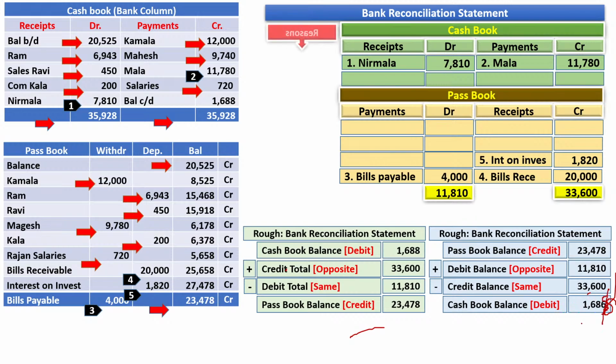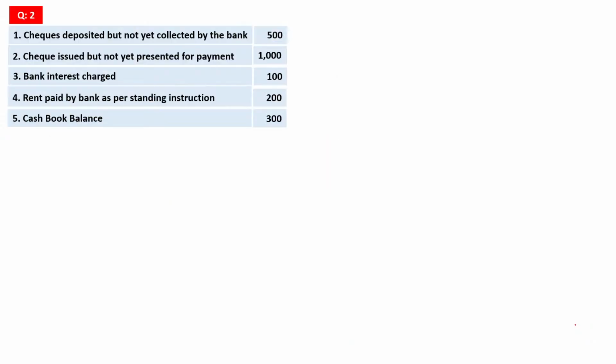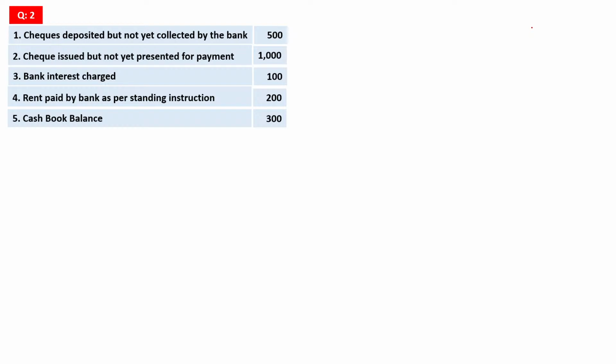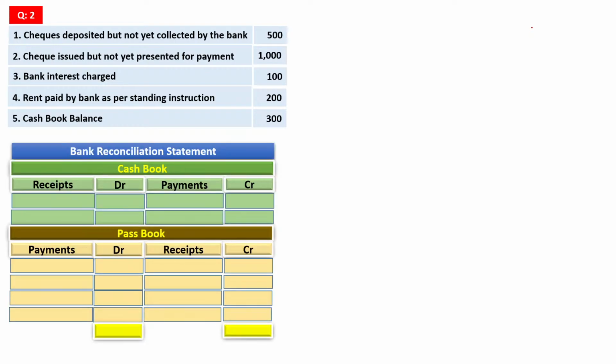Now, of course, the reasons are related to checks, bank debits and credits, and standing instructions. So you have to understand the reasons for the disagreement also. Then, of course, you can present that as a statement. Number 2, hereafter you will be given this statement and you have to interpret it. Number 1, check deposited but not yet collected by the bank. We have deposited, meaning on the receipt side of our cash book it is recorded, but there is no parallel record in the passbook.